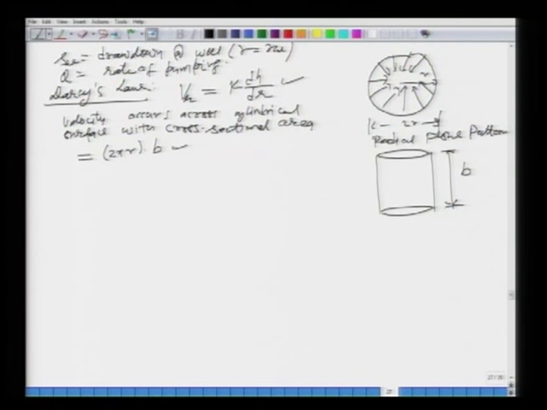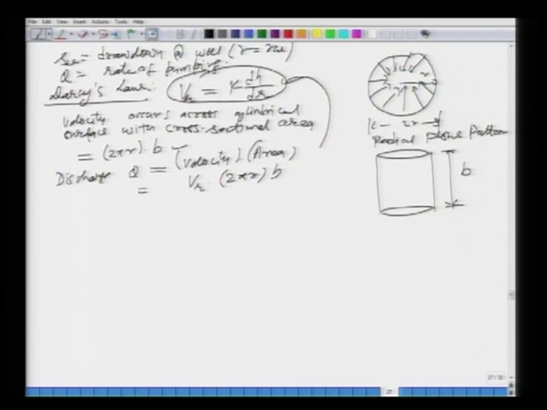How can you find the discharge Q? Discharge Q, which is being pumped out from the pumping well. Well, from the continuity, it is nothing but velocity into area, isn't it? Q is equal to V A. This is your V r times 2 pi r b. What is V r? V r is this.